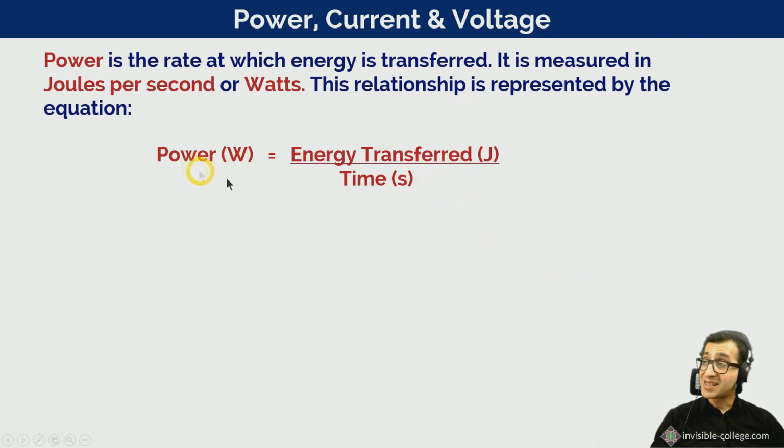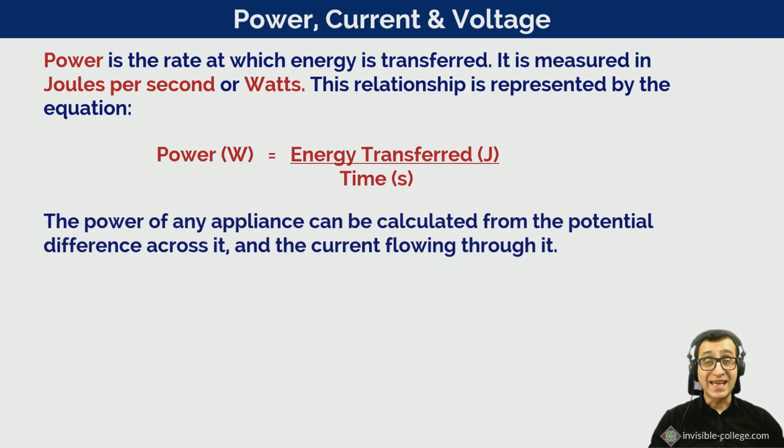But this is the general equation for power. In electrical circuits, typically we may not know the amount of energy transferred. We may know the voltage, we may know the current, we may not even know the time for which that device has been switched on. So there are other equations specifically in the context of electrical circuits which are used to calculate power.